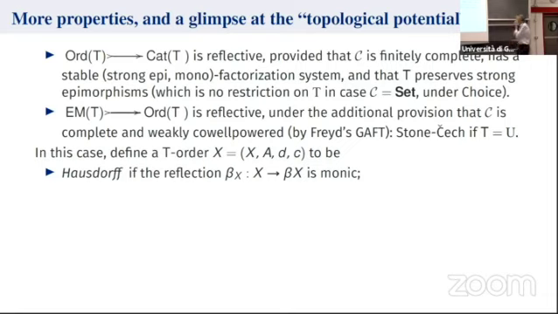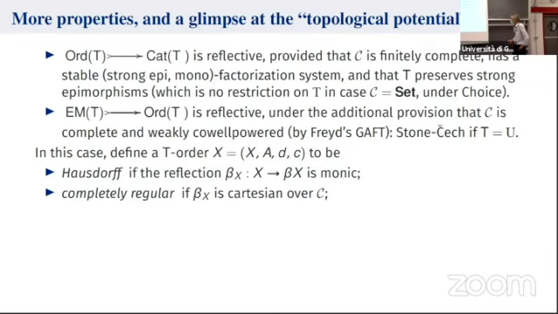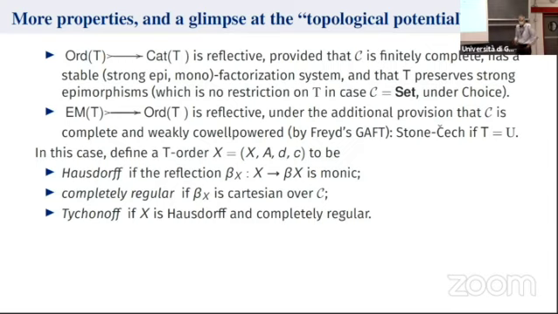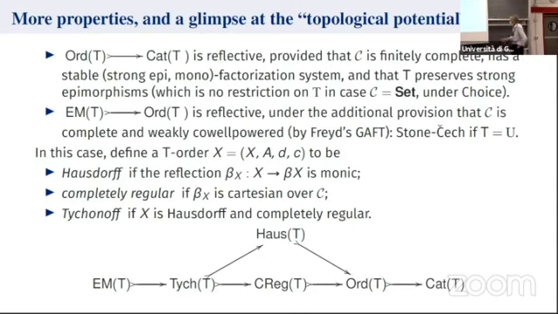Once you have such a reflection in this general environment, you can say what Hausdorff means. You can say what completely regular means, namely that the reflection arrow is Cartesian over C. Remember that Cat T is a fibration over C. So that is a very natural concept. You can put the two things together and call this Tychonoff. So again, here is my algebra, here is my category theory, and in the middle, something topological is happening.